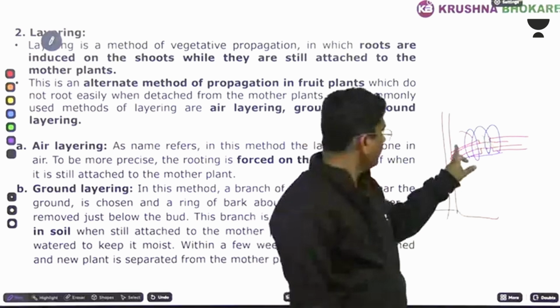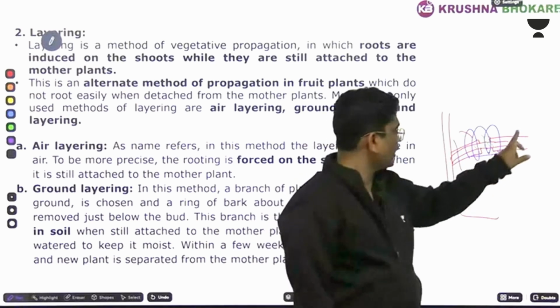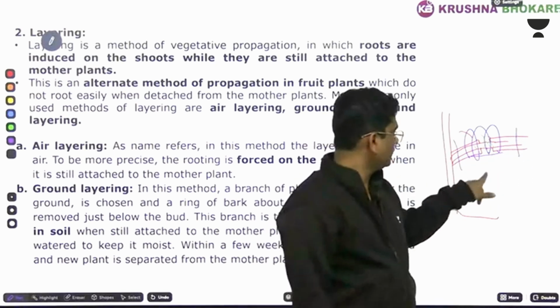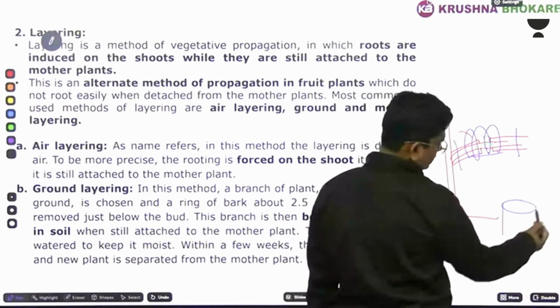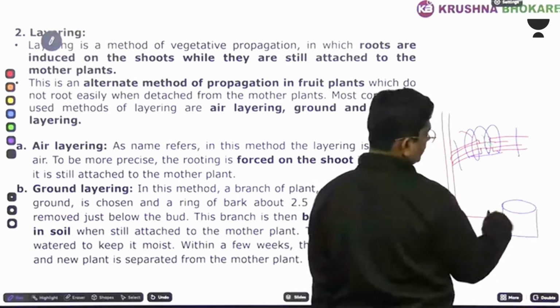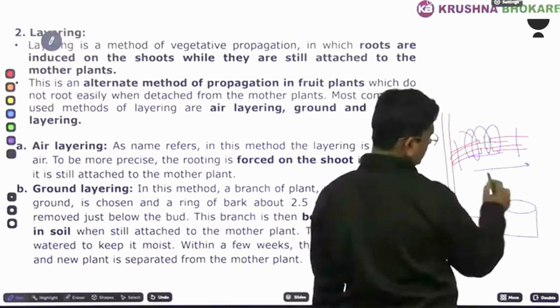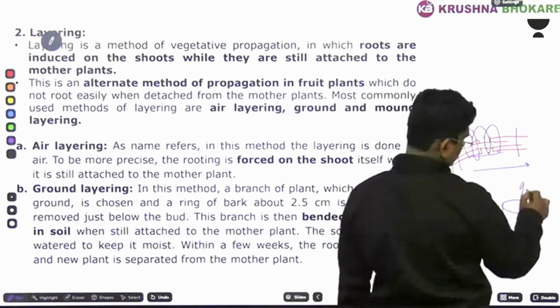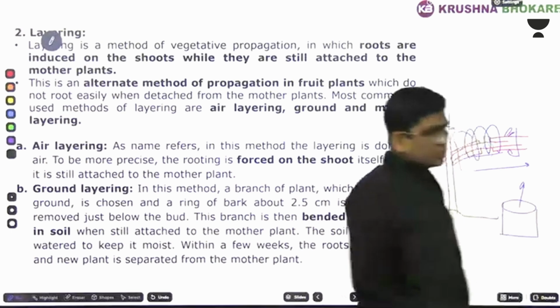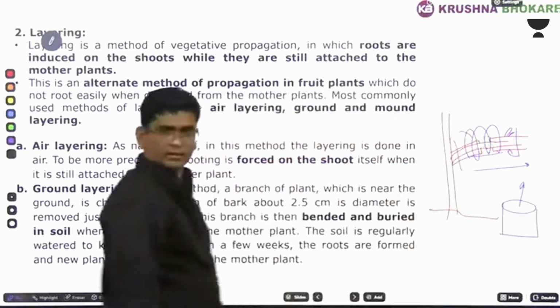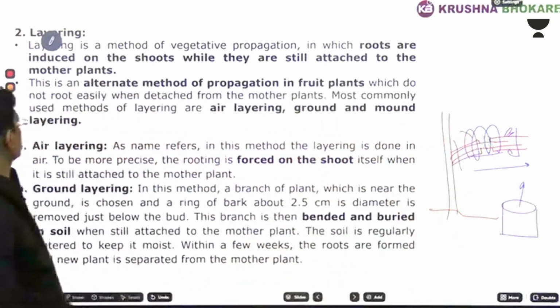So what will happen? We will cut at this point also and at this point also, and then place it in a polythene bag or any pot. In which direction? We will do this direction, like this. So there will be a new branch to this pomegranate.